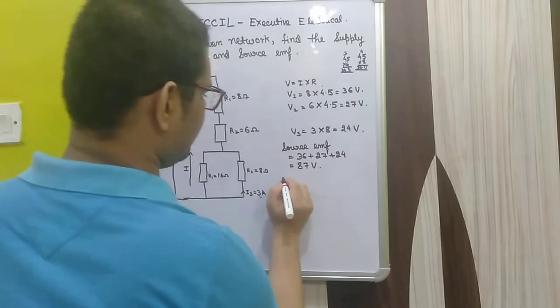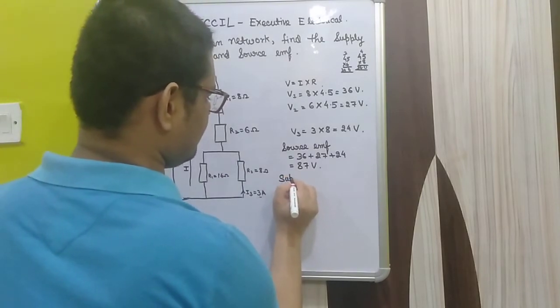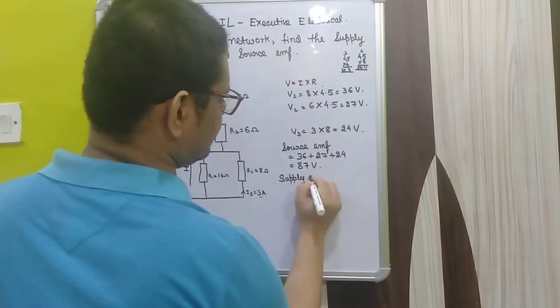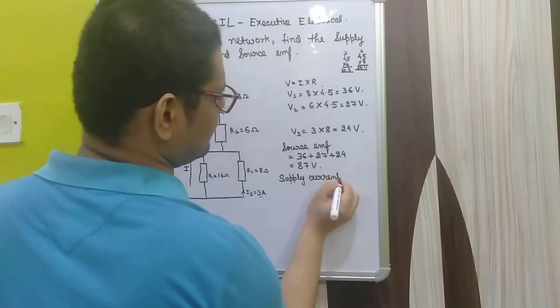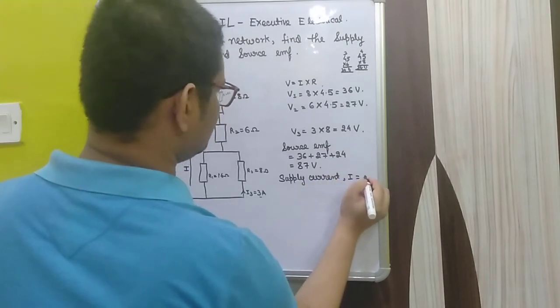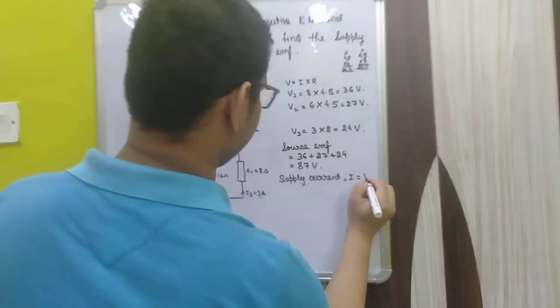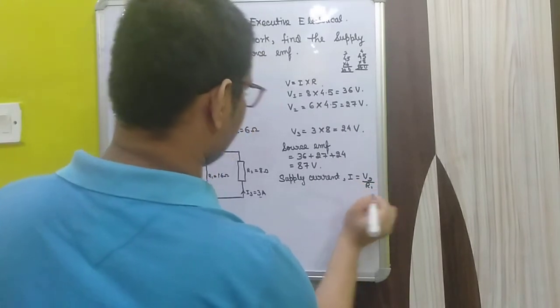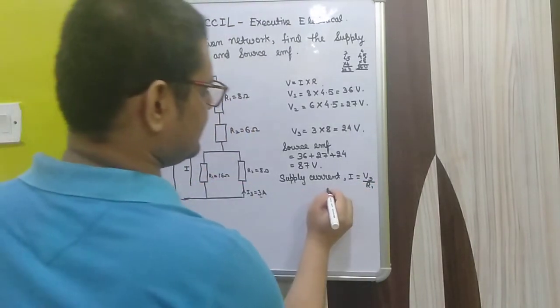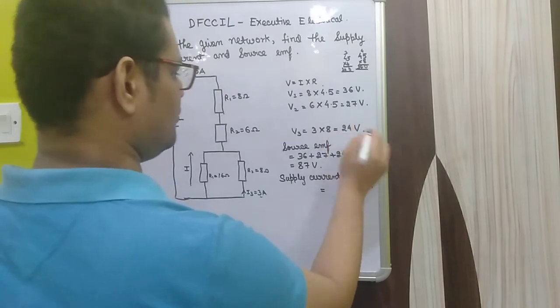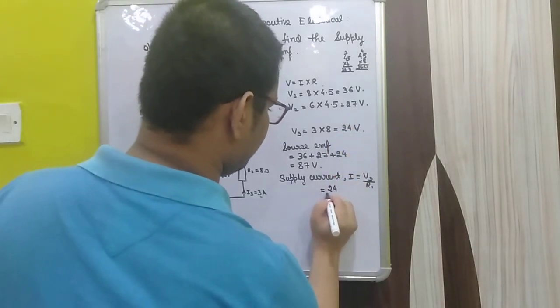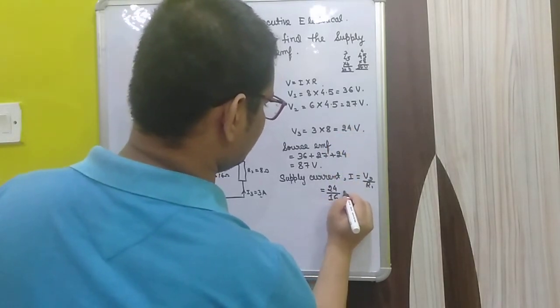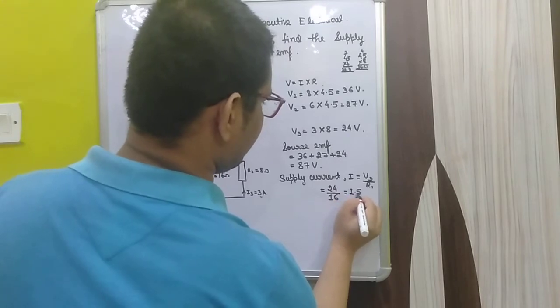So the supply current. The current formula will remain the same, that is I is equal to V by R. So this voltage, that is V3, divided by this resistance R1. We just know 24 divided by 16, so it will be 1.5 ampere.